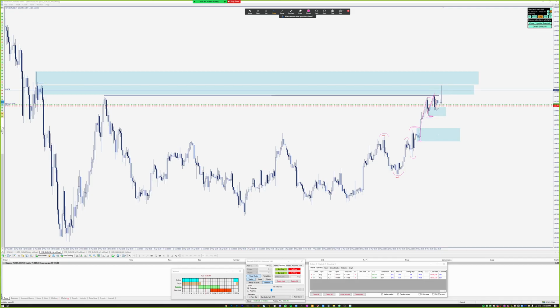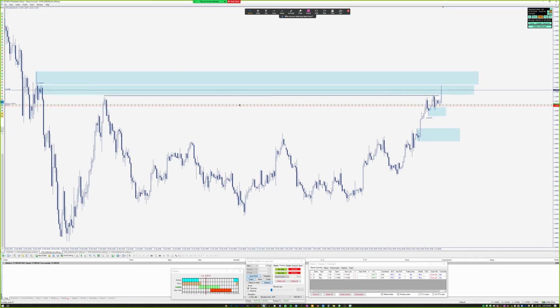Pull back, and we break up again. So that's my 15-minute swing structure. It's from here to here. So we're bullish. 4-hour swing structure is also bullish. It's actually very similar to the other price action we were just looking at. It's pretty funny how price repeats itself.